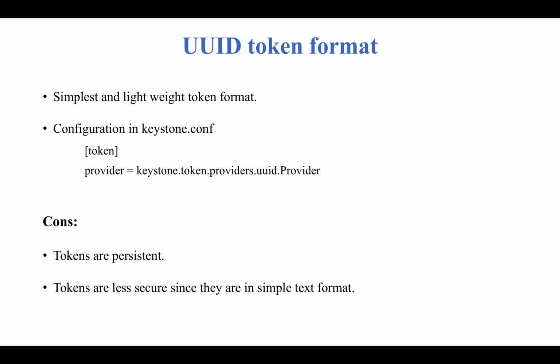Universally Unique Identifier, known as UUID token format, is the simplest and most lightweight format, suitable for simple OpenStack deployments. Keystone can be configured to use this format of token provider by updating the token section in the Keystone config file as shown. The UUID token format is not so popular since the tokens are stored in the database, which leads to an additional overhead during token validation. These tokens are also considered to be less secure since they are randomly generated 32-byte numbers in plain text format.